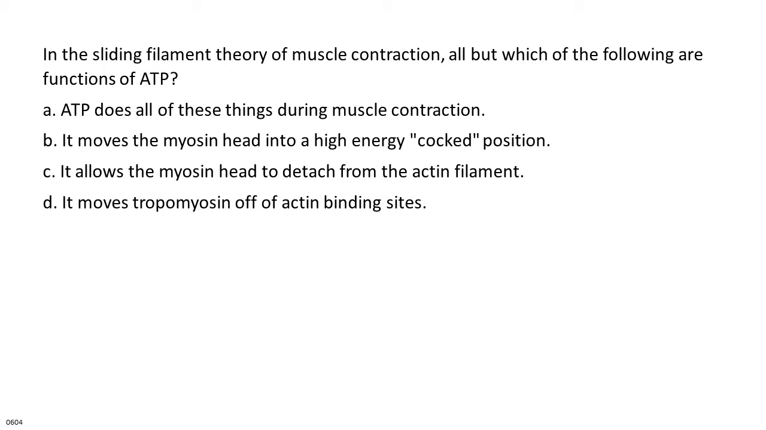In the sliding filament theory of muscle contraction, all but which of the following are functions of ATP? A. ATP does all of these things during muscle contraction. B. It moves the myosin head into a high-energy cocked position. C. It allows the myosin head to detach from the actin filament. D. It moves tropomyosin off of actin binding sites.